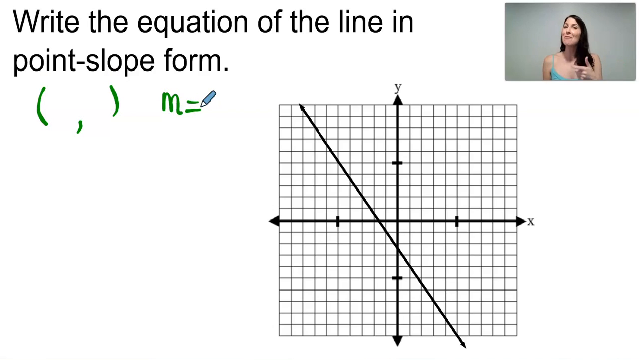Once we have a point and a slope, just like the name of the form is called, point-slope form, we can go ahead and write it in that form. So first we need a point. Well, we've got lots of points to choose from.